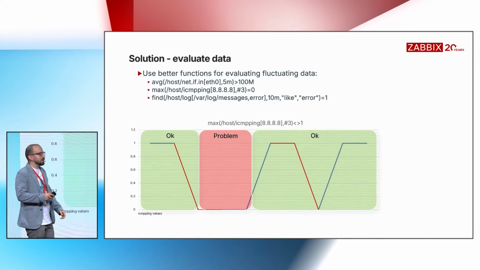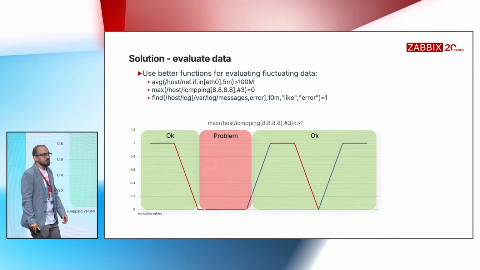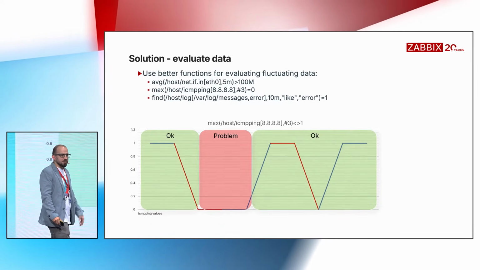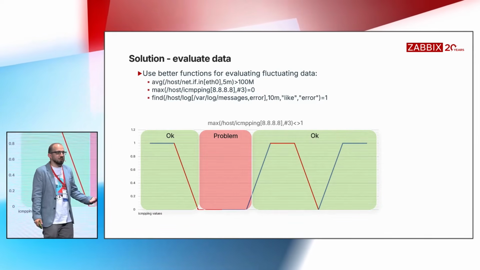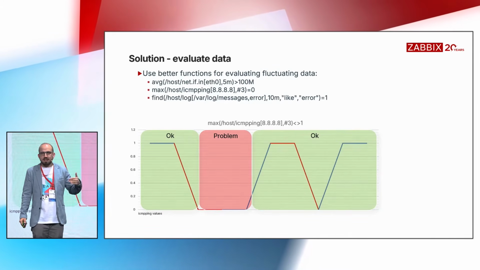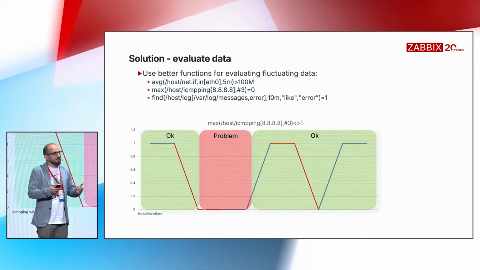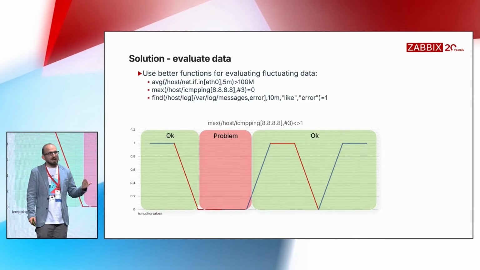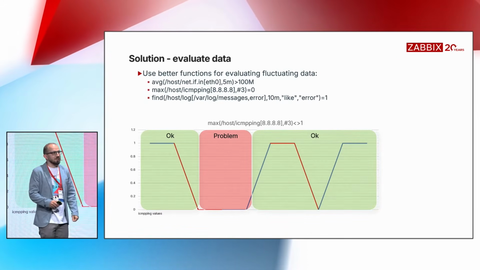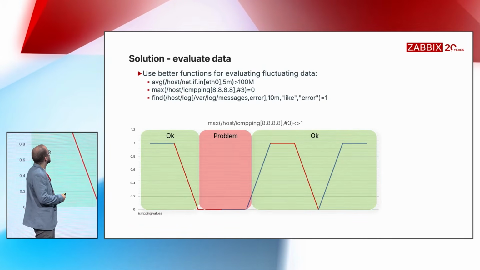So we can evaluate the data. We can use the functions which actually aggregate the data. They are also simple: the average, the max, the find, the count, all of them, to actually make Zabbix count for us how bad and how long the situation is bad, and only then detect the problem.